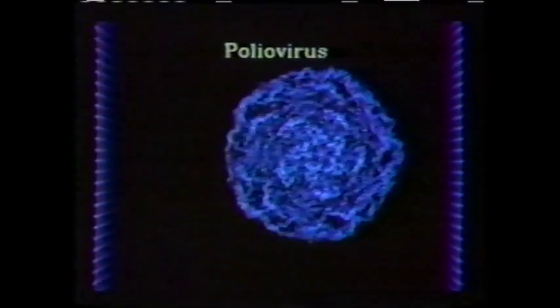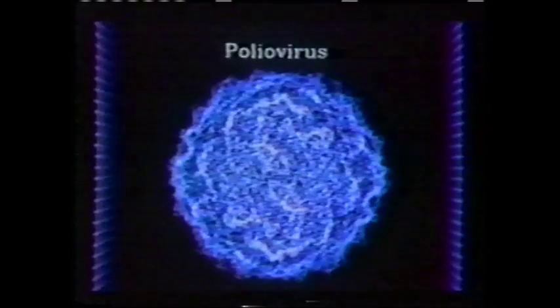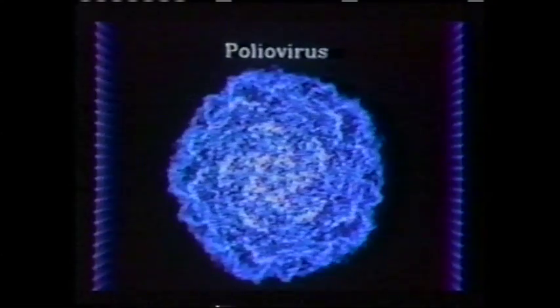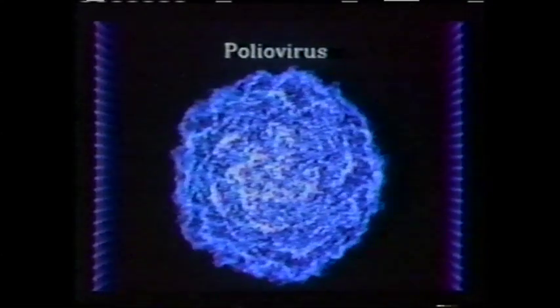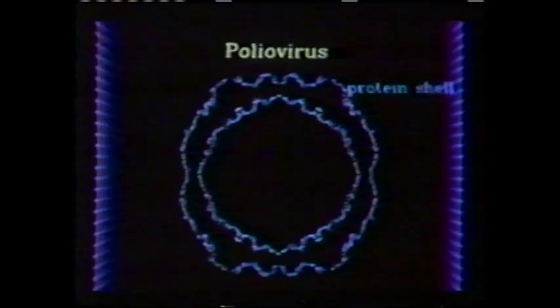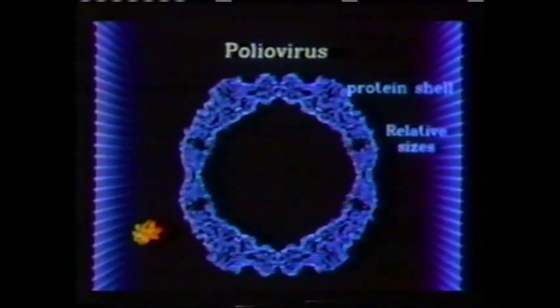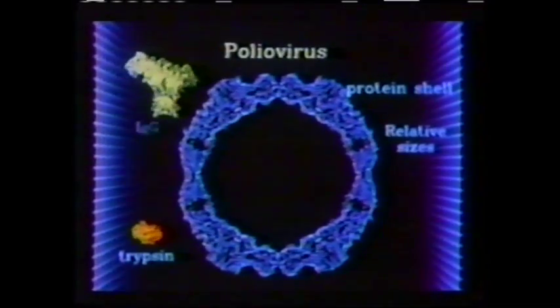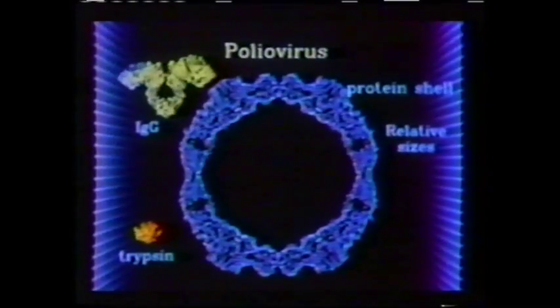The first view of the virus shows the solvent-accessible surface of the particle. This picture is analogous to an electron micrograph, except that the resolution is higher, revealing that the particle has a great deal of surface relief. Here, we see a cross-section of the virus particle with a molecule of trypsin and an antibody molecule shown for size comparison.